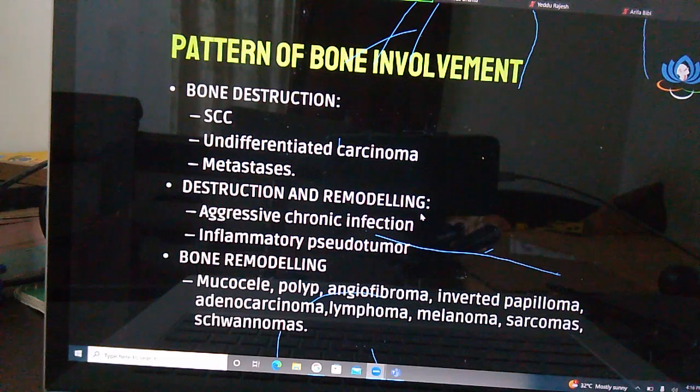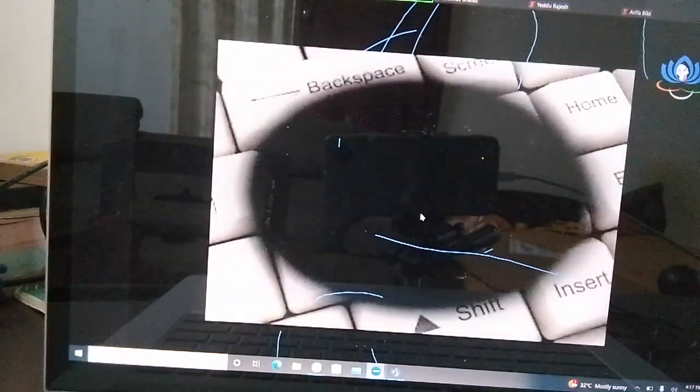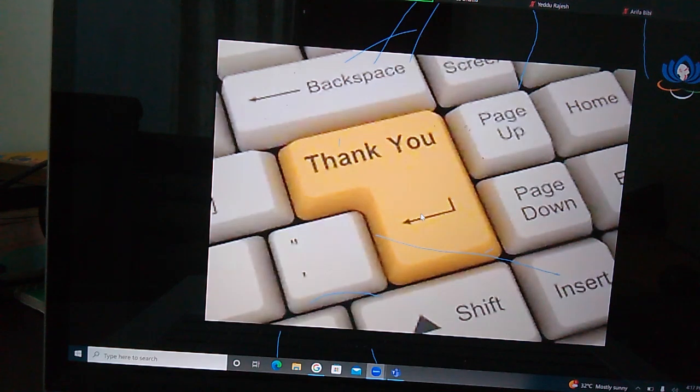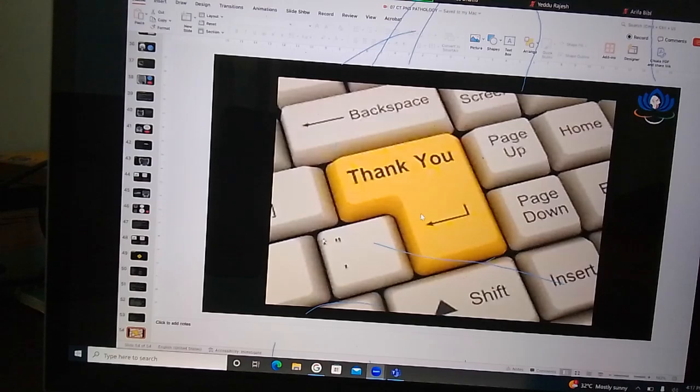Regarding the pattern of bone involvement, bone destruction is seen in squamous cell carcinoma, undifferentiated carcinoma, and metastasis. Then there is remodeling of the bone, and there may be sclerosis. This is mainly seen in benign conditions like aggressive chronic infection or inflammatory pseudotumors. Bone remodeling is also seen in mucocele, polyp, angiofibroma, inverted papilloma, adenocarcinoma, lymphoma, melanoma, sarcomas, or schwannomas. This is about some benign tumors of the larynx. Any questions on this?